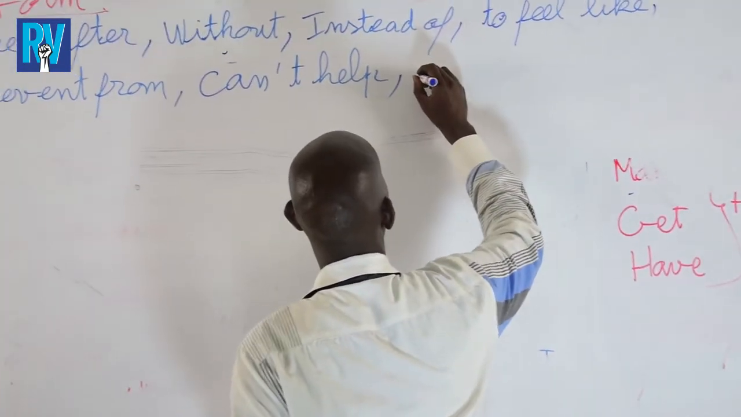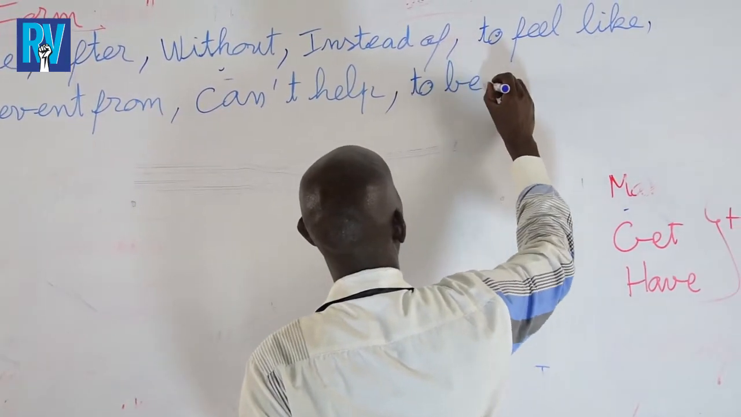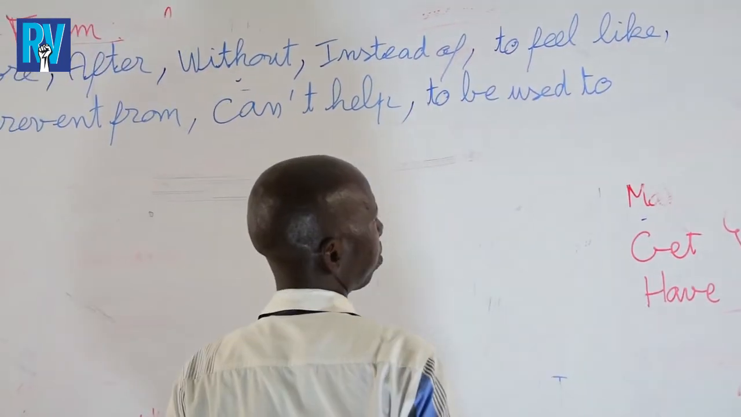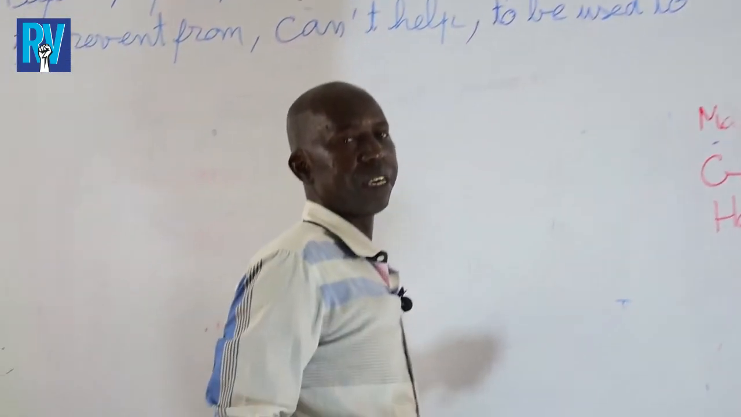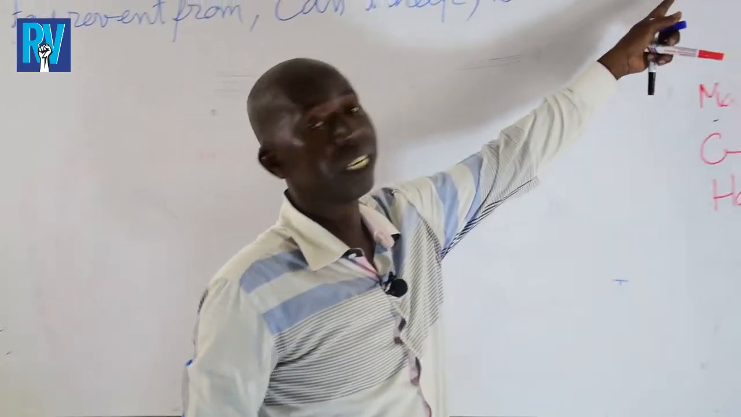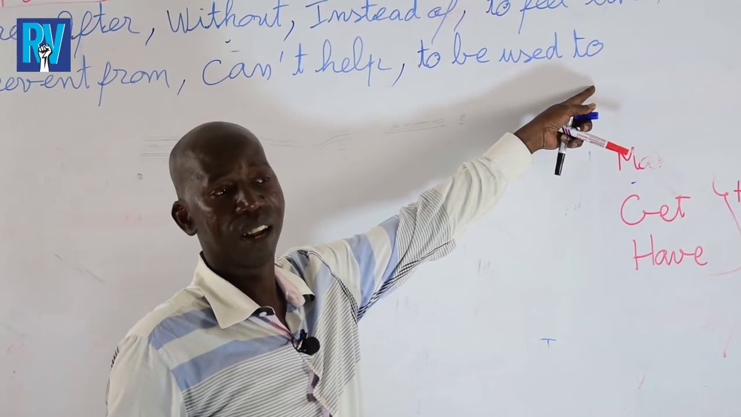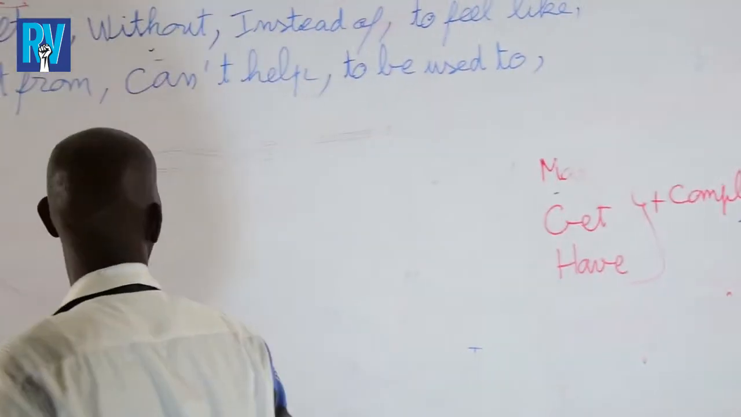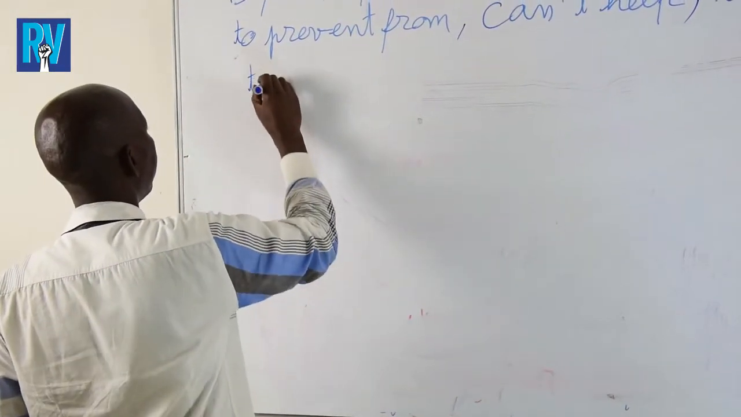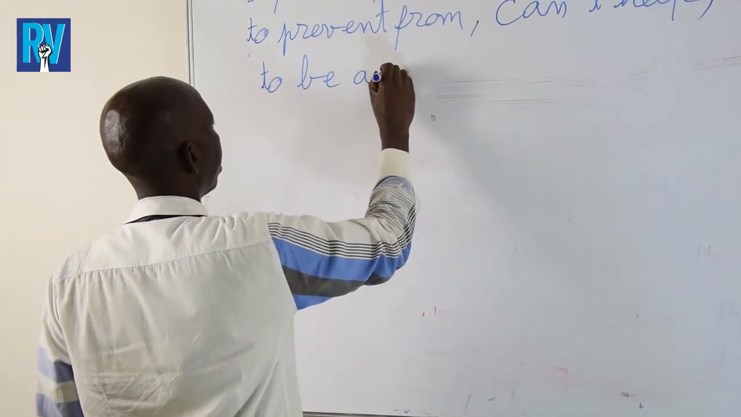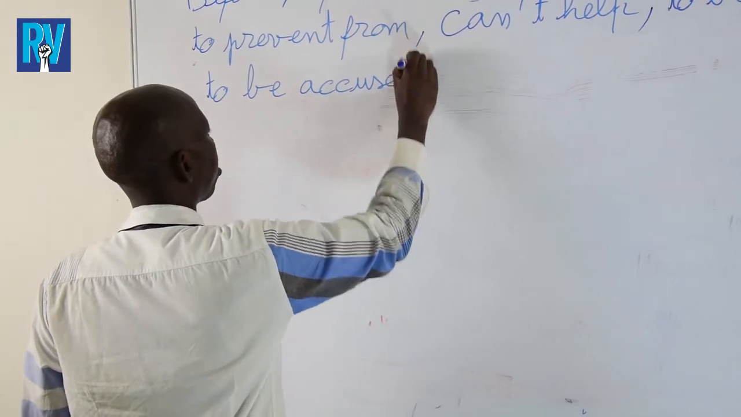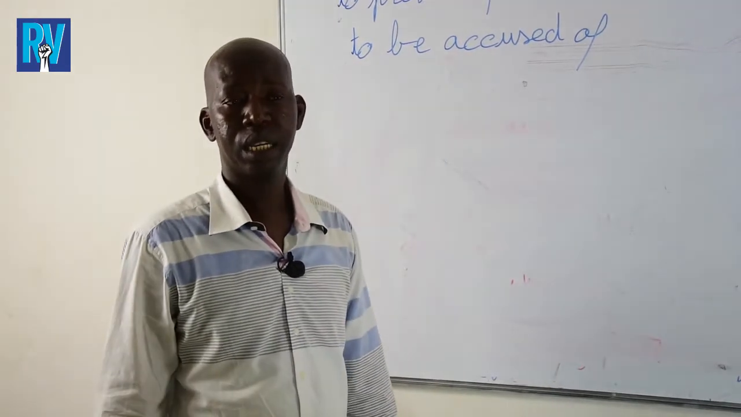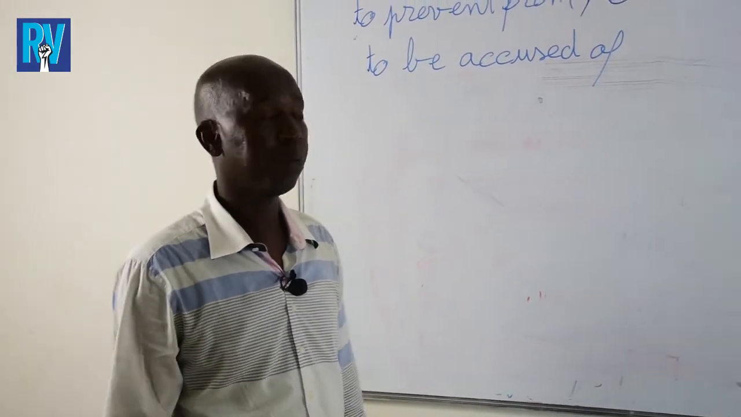I have also to be used to. Le verbe qui suit prend la forme ing. He is used to driving. Il a l'habitude de conduire. Malgré le truc que vous avez ici, le verbe qui suit prend la forme ing. He is used to driving. Okay? We have also to be accused of. Être accusé de. He is accused of stealing the money, or he is accused of stealing the mobile phone.